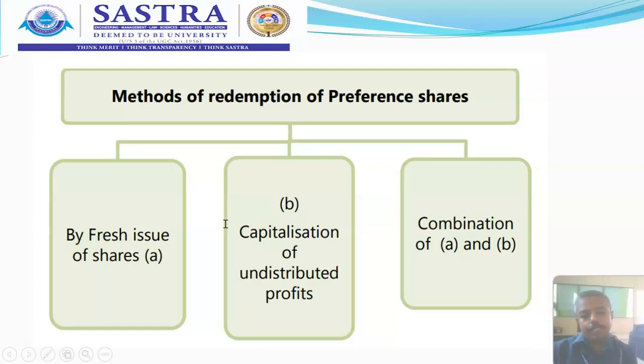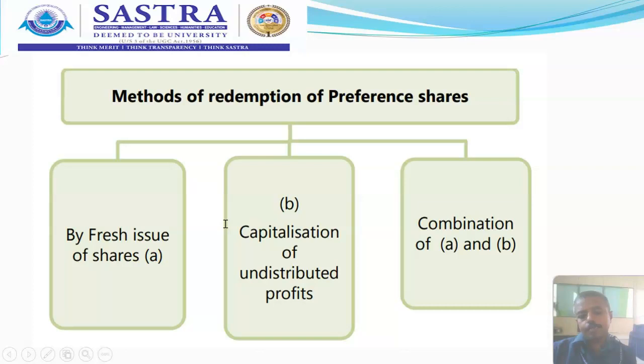A problem arises when your fresh issue is made for the purpose of redemption of preference shares at a premium. So when you issue a new share at a premium only for the purpose of redeeming the preference share, then we need to focus on the accounting point of view also. The point to ponder is whether the proceeds of the fresh issue of shares will include the amount of securities premium for the purpose of redemption of preference shares.